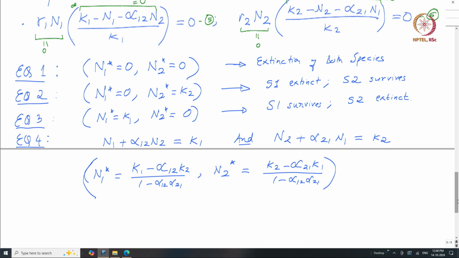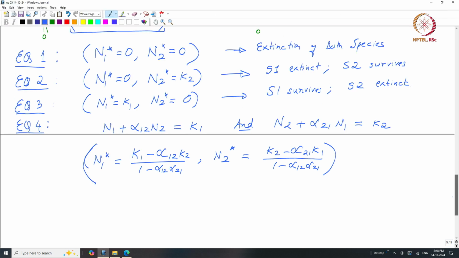Now, I want to make a quick remark here. The equilibrium 1, 2, 3, they are always possible, they always happen, but the equilibrium 4 need not always exist depending on the values of alphas.